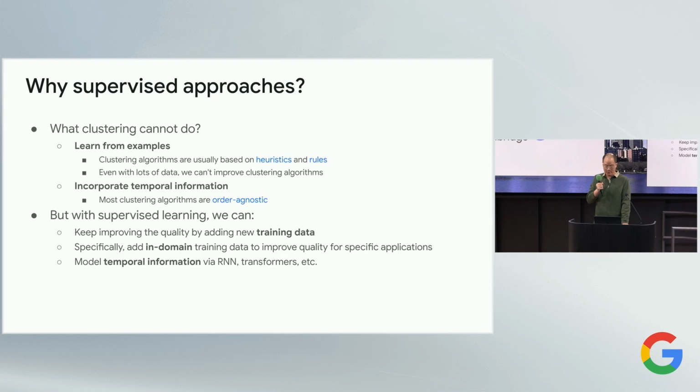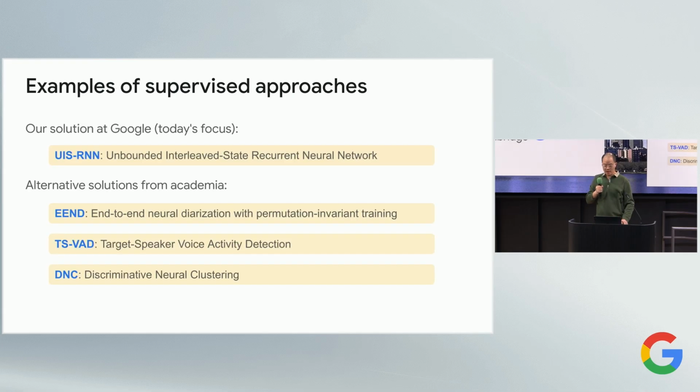But with supervised clustering, we can do it differently. We can learn from training data, and we can leverage temporal information if we have networks like RNN or transformers. There are many ways to do speaker diarization with supervised approaches, like EEND, TS-VAD, and DNC. At Google, our first proposed solution is UIS-RNN, which is short for Unbounded Interleaved-State Recurrent Neural Network.